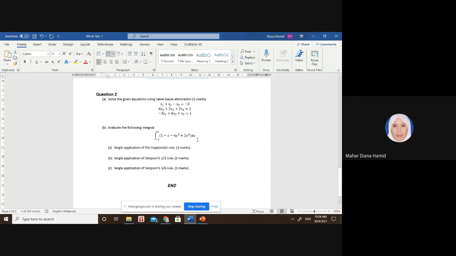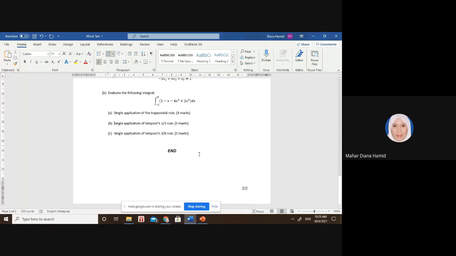So every time I ask you to do single application or multi-application, single application means that there is only one segment. If it's multi-application, it will depend on the segments given. For example, if I mention that it would have 2 applications, or dual application of Simpson's rule, it means that the number of segments would be 2. So you have to be careful. Single application means that you are going to only have 1 segment, and so on. So this would be your test.